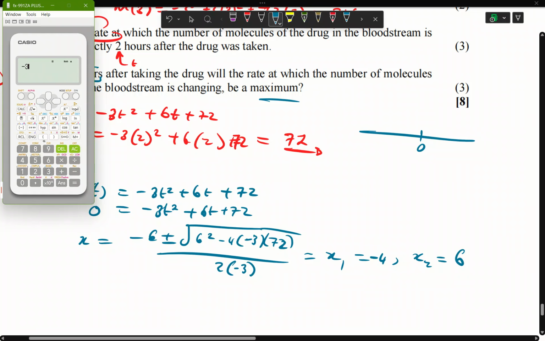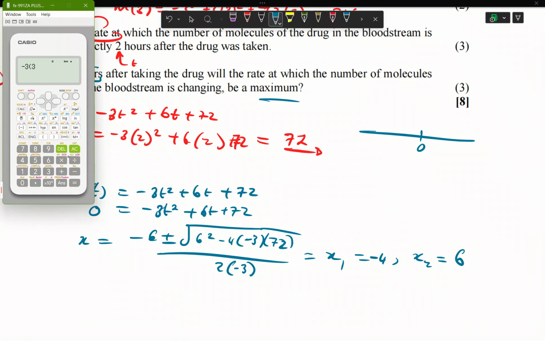So now, guys, I have to plug it into our first derivative formula. So negative 3, let's try less than 4, that's negative 3. And this is 2 plus 6, negative 3 plus 72. The answer is positive. Let's try greater than 4, which is greater than negative 4. Let's try less than 4.